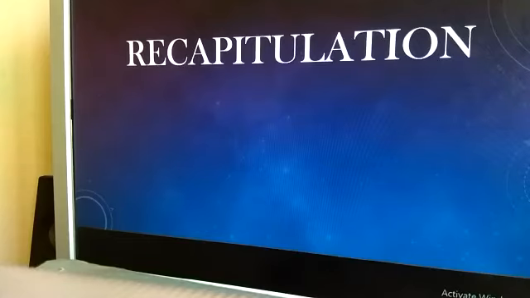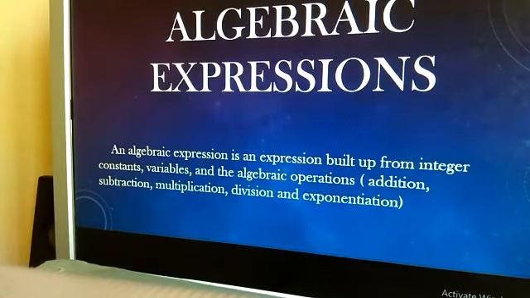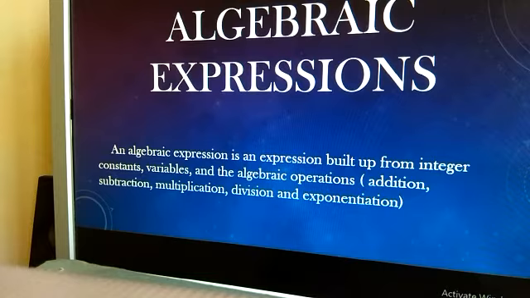Well, before getting into the chapter, we'll have a recap of whatever things you learned in class 9th. We know very well that polynomial is an algebraic expression. So what are algebraic expressions? Algebraic expressions are nothing but a combination of constants and variables combined by addition, subtraction, multiplication, division and exponentiation.